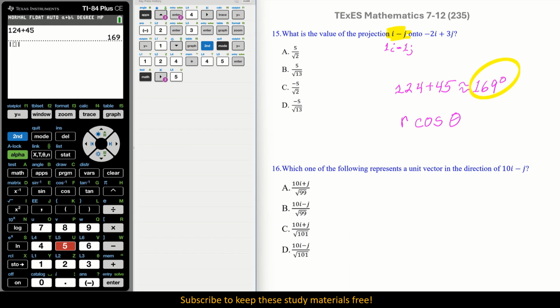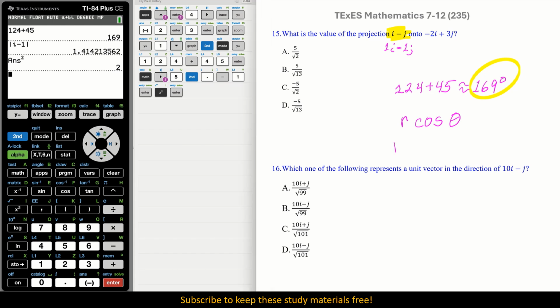Now we need 1 i, so let's say second i, and then minus 1 because we knocked the j off. All right, let's push enter. Remember, when it gives you this, push x squared, enter. It's the square root of 2. That's what our r is. So r is going to equal the square root of 2. Always square it. Now you could copy that and use it, and we can do it both ways. In fact, let's do that right now.